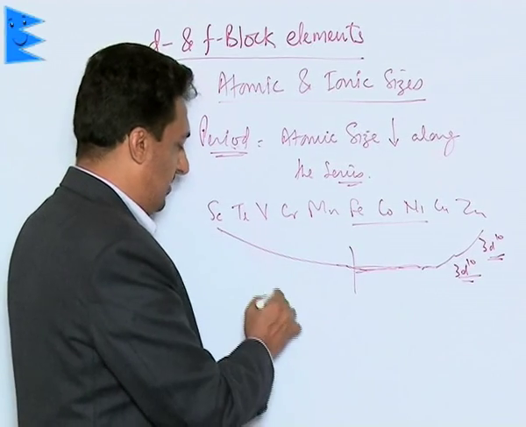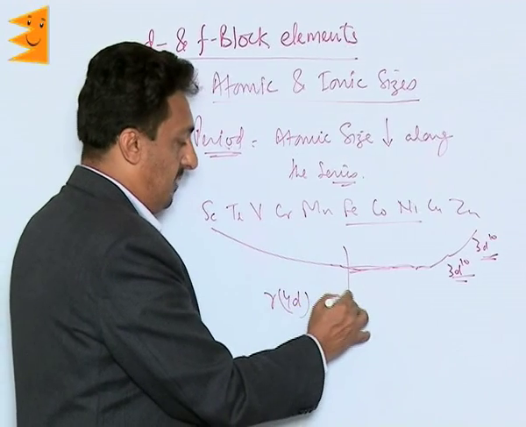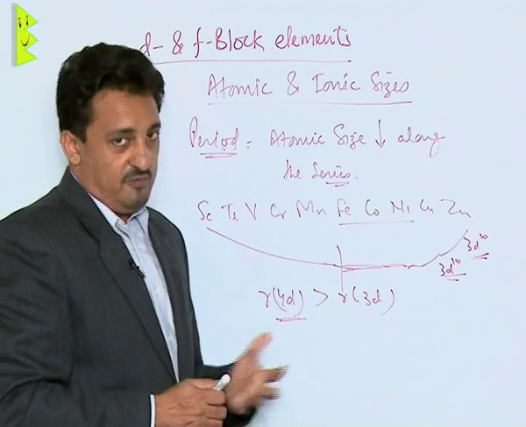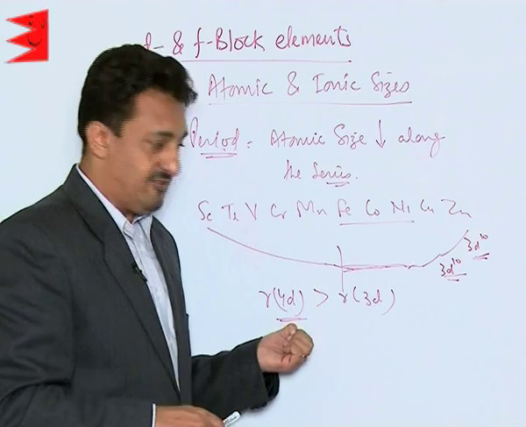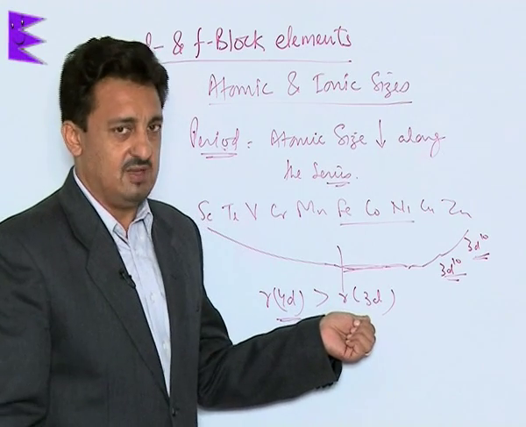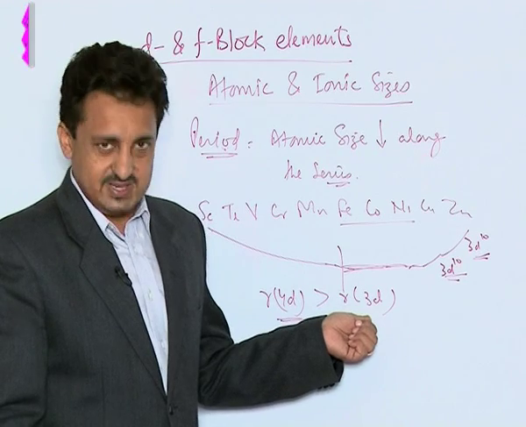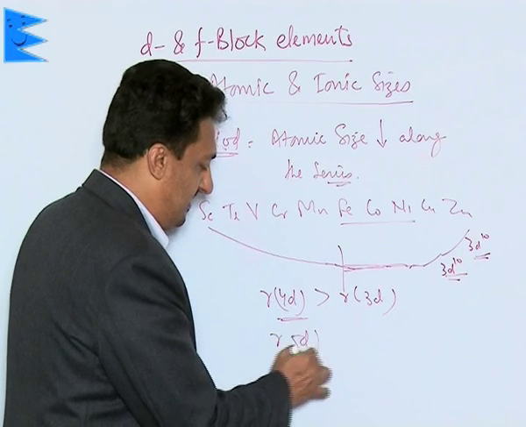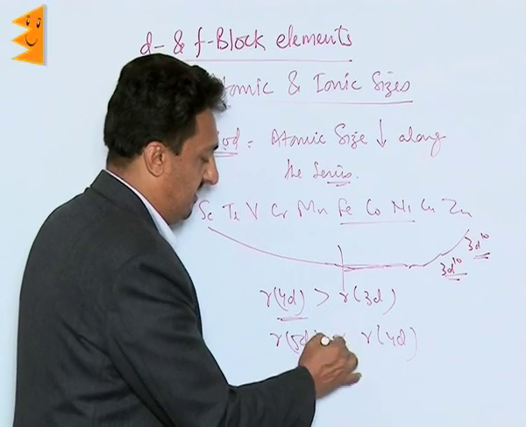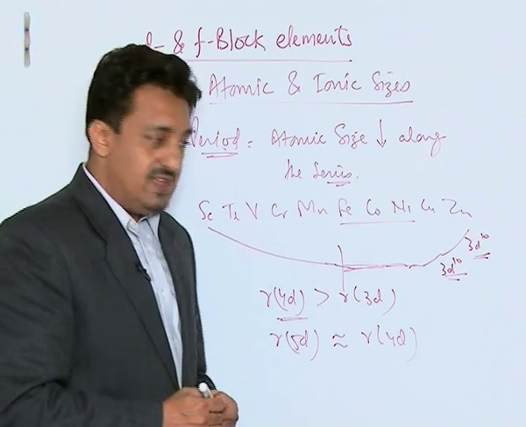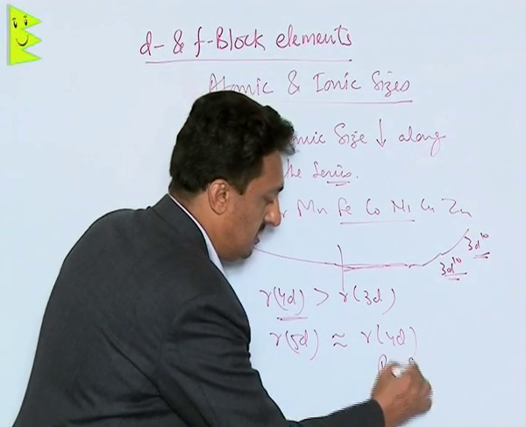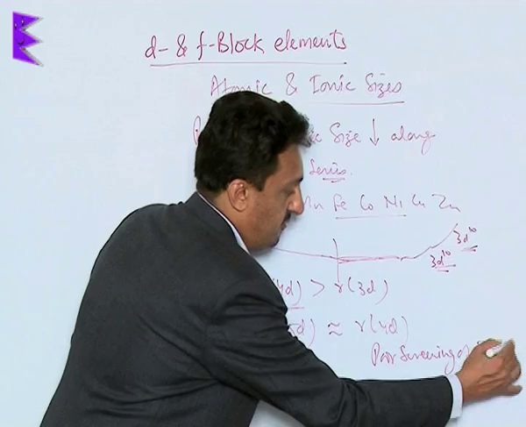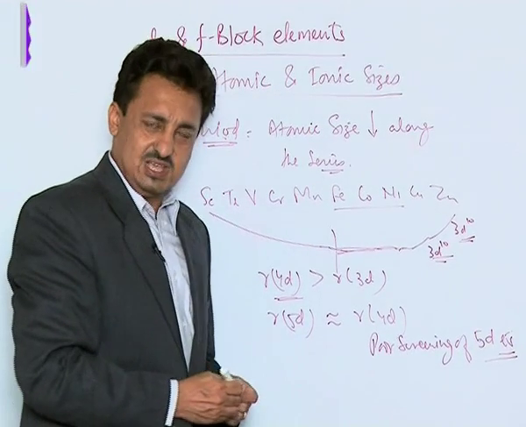But what is most interesting to note is that when we compare the radius of 4d series elements with the radius of 3d series elements, the 4d ones have larger sizes, obviously because they get screened by the inner electrons. But remember, the 3d elements all have very small atomic sizes because 3d electrons are most poorly screened. Then when we compare the radius of 5d series elements with the radius of 4d series elements, their sizes are almost comparable. The reason is the poor screening of 5d electrons. 5d electrons are very poorly screened.